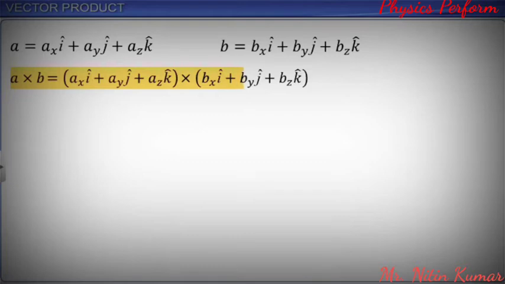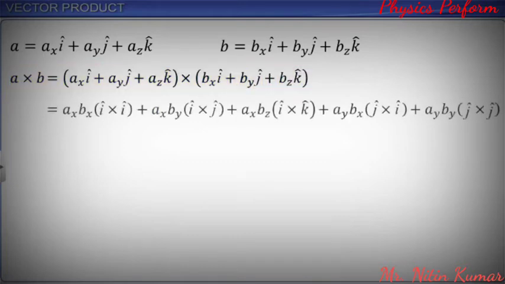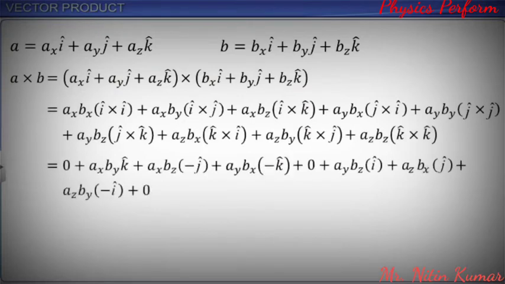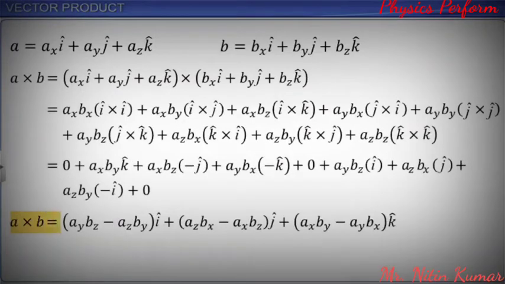Upon solving and simplifying, we get A cross B is equal to (AyBz minus AzBy) whole multiplied by i plus (AzBx minus AxBz) whole multiplied by j plus (AxBy minus AyBx) whole multiplied by k. In determinant form, a vector product can be represented as shown.